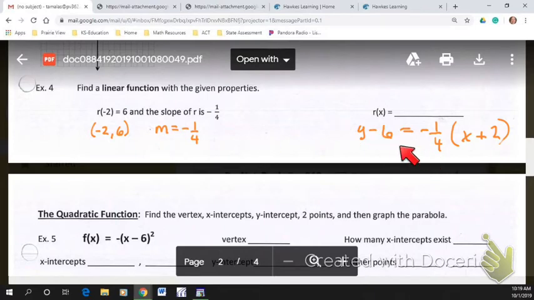Well, I just did. Why can't I just put this as the answer? Because they wanted you to write it as a function, which means you need to use function notation. That's why I have an f of x or r of x equals over here, okay? So that means I need to get y by itself, correct? So do you want to multiply by a 4 first? I'd probably just multiply by a 4 first. 4y minus 24 is equal to negative 1 times x plus 2. So that's a negative x minus 2.